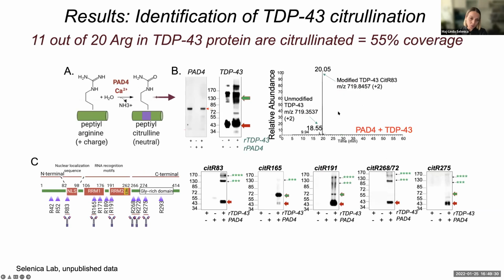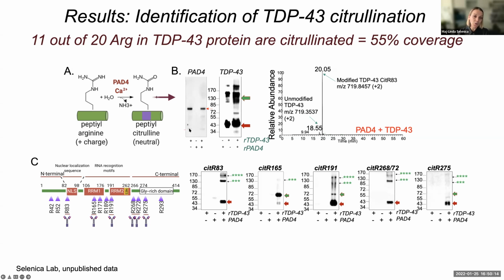Interestingly, based on this data, we also wanted to ask whether PAD4 was capable of citrullinating TDP-43, otherwise a completely unknown post-translational modification of TDP-43. As such, we performed a simple enzymatic reaction between PAD4 and TDP-43 full-length recombinant protein. The reaction was analyzed by mass spectrometry, which identified that 11 out of 20 arginines were citrullinated on the TDP-43 protein. Here we represent the spectra of one of the citrullinated sites, arginine 83.